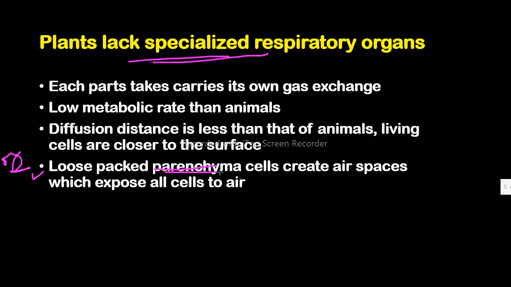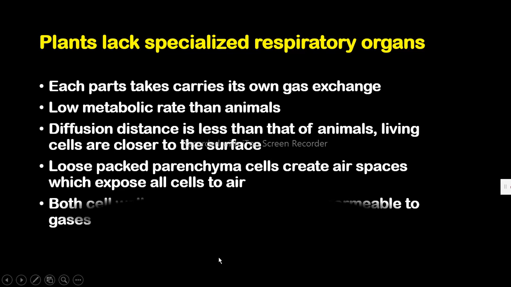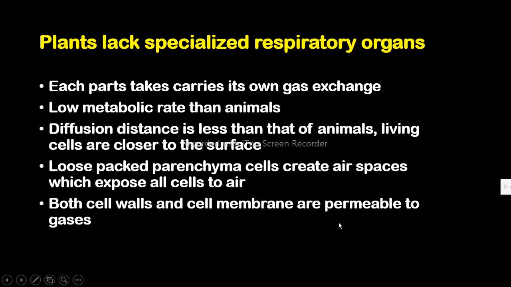But now for you, do you have air spaces? Think about it. I don't think you do. Then both the cell wall and the cell membrane are highly permeable to these gases. But for your cells, first of all, your skin is highly impermeable. Yes, your cells are permeable, but for the plants, the cell wall is fully permeable to these gases. So they can easily diffuse into these plant cells.